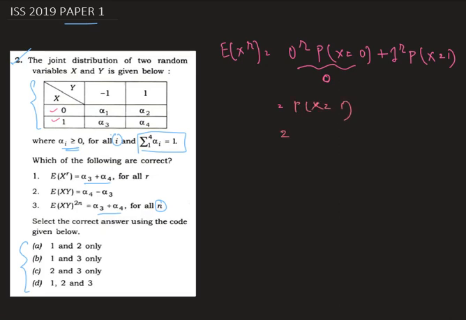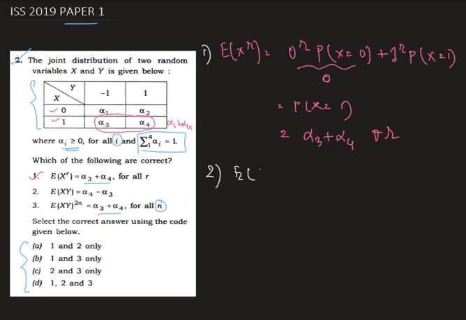Now probability of x equals 1 is nothing but alpha 3 plus alpha 4, as this is the marginal probability. So expectation of x to the power r results in alpha 3 plus alpha 4. So statement 1 is correct. Now let's check statement 2.